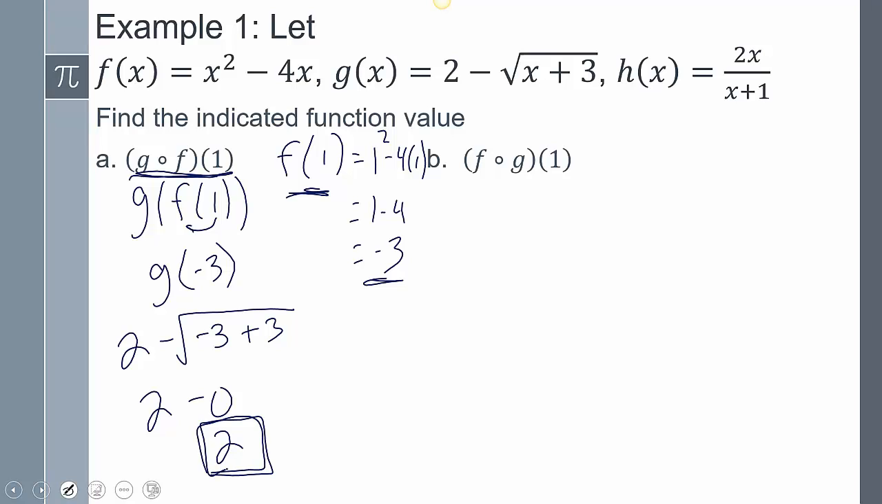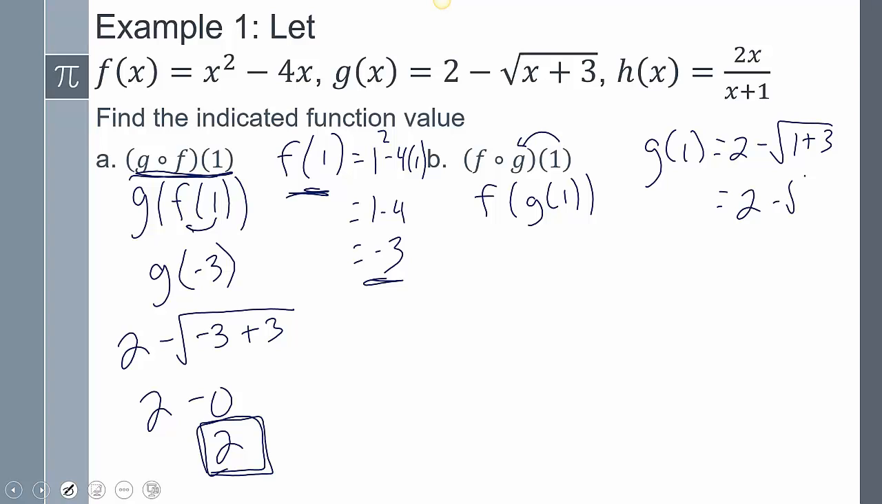Let's take a look at part B. This is saying now f of g of 1. So we take 1 and plug it into our g function, and then I take that and plug it into my f function. So let's start with that first part, g of 1. Plugging that in, I get 2 minus the square root of 1 plus 3. That gives me 2 minus the square root of 4. Square root of 4 is 2. So I get 0. So this is the same as f of 0.